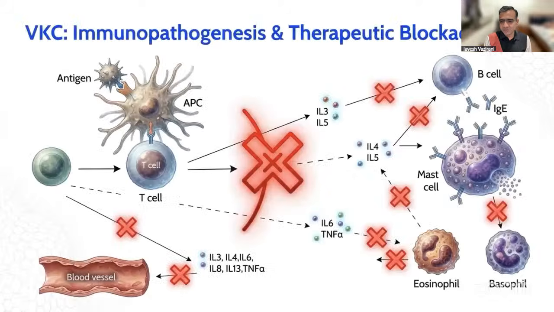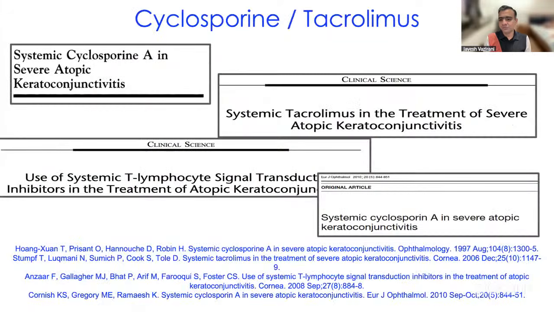So if you look at the pathogenesis of this disease in general for VKC and AKC, there are two main therapeutic targets that are available today. One is the T cell activation and the downstream consequences of the T cells, and the second is the mast cells. So as of now, we have two major approaches. One is one can use either cyclosporin or tacrolimus. So both of them will inhibit T cells. So you can use cyclosporin systemically or tacrolimus capsules, and both of them are very effective.